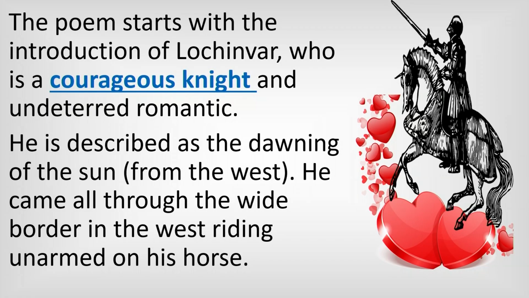The poem starts with the introduction of Lochinvar, who is a courageous knight and undeterred romantic. He is described as the dawning sun of the west. He came all through the wide border in the west, riding unarmed on his horse. So this is a story of a soldier who has achieved the title of knighthood.